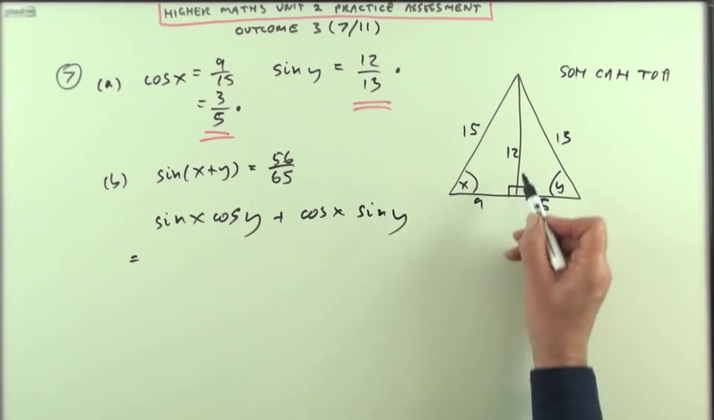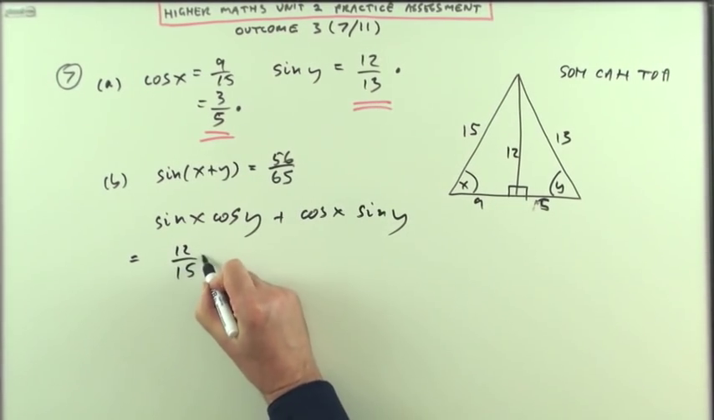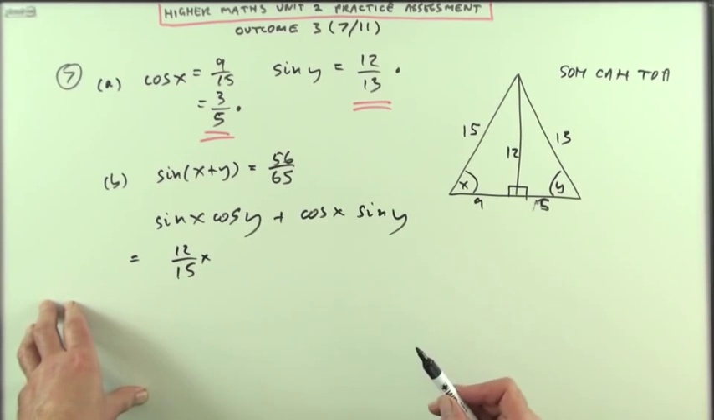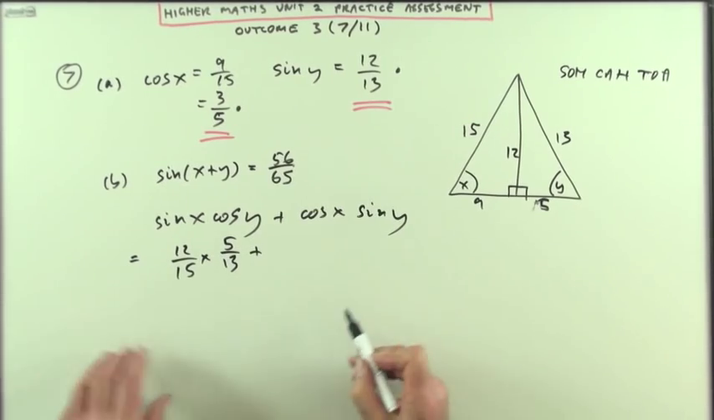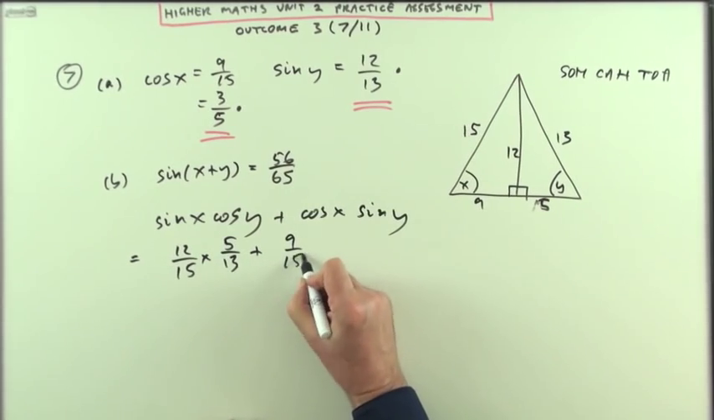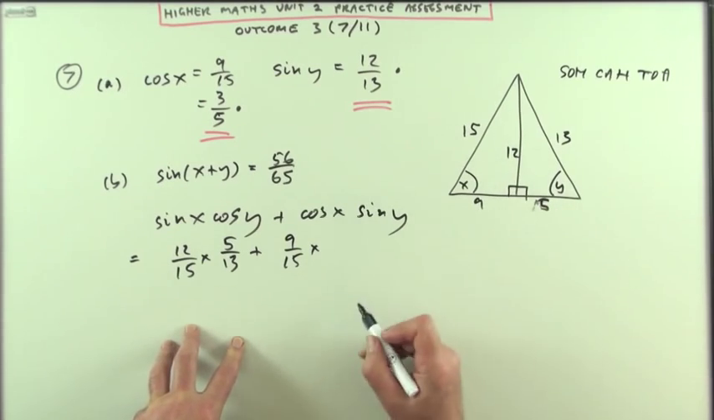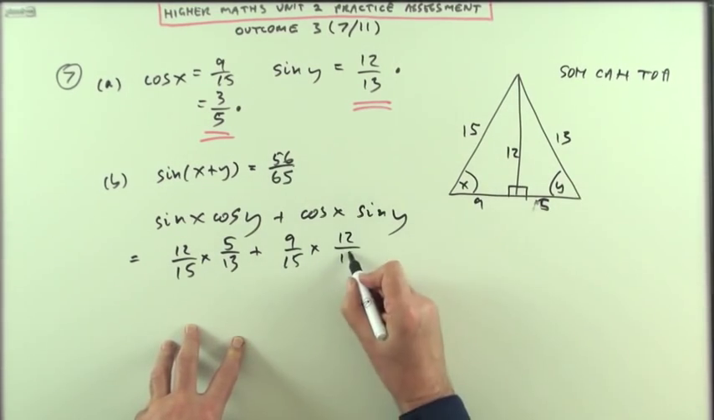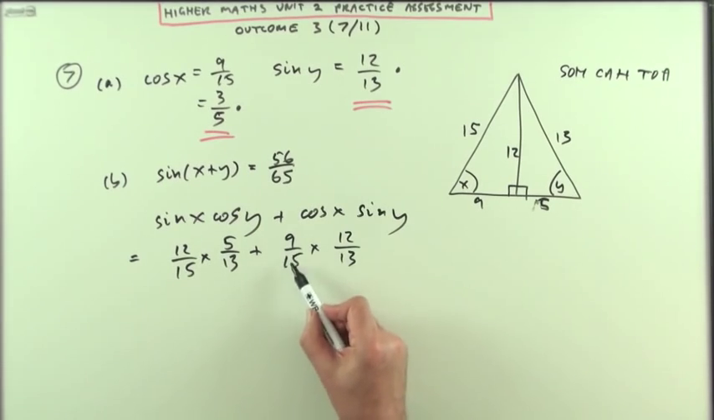Sine of x, opposite x. Opposite x is 12, so it's 12 over 15. And it'll cancel down, I'll do it later. Cos of y means next to y, so that's 5 upon 13. Cos of x means next to x. Now I know I've got it already, but I think I'll stick with this one. 9 upon 15. Sine of y means opposite y, which is 12, so that's 12 upon 13. Now this time I can do some cancelling because I can cancel these down. I don't want to cancel those parts out. I can cancel these down because they were multiples of the 3, 4, 5.